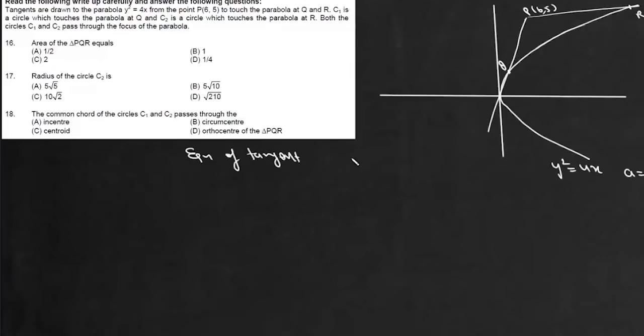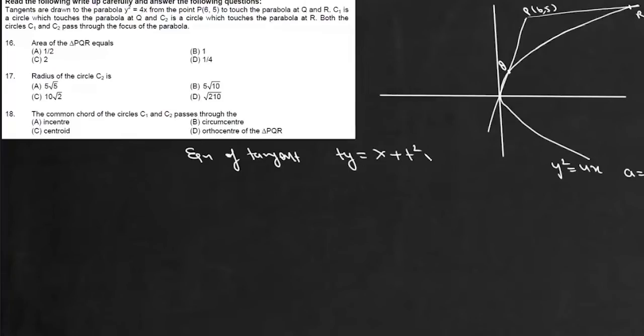Now here we have this parabola y square equals 4x, and then from a point P (6, 5) we have drawn two tangents which touch this parabola at Q and R. So what we'll first do is we'll find Q and R. Now we know that for this parabola y square equals 4x, the value of a is 1, then the equation of tangent is given by ty equals x plus a t square.